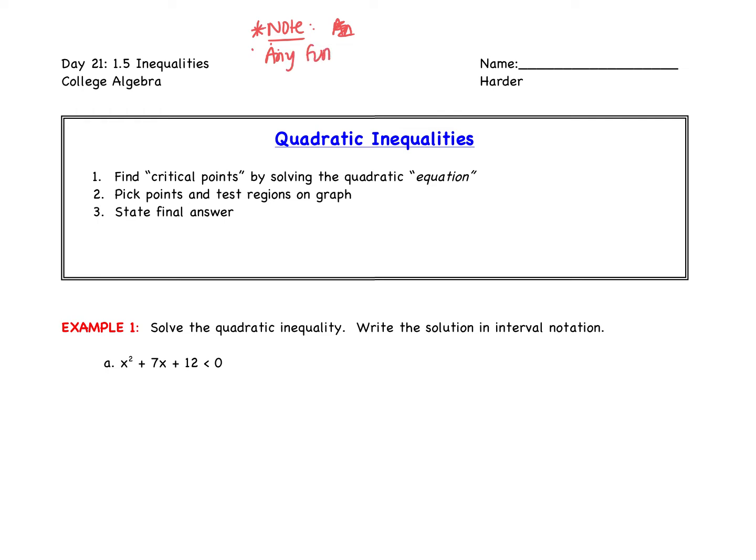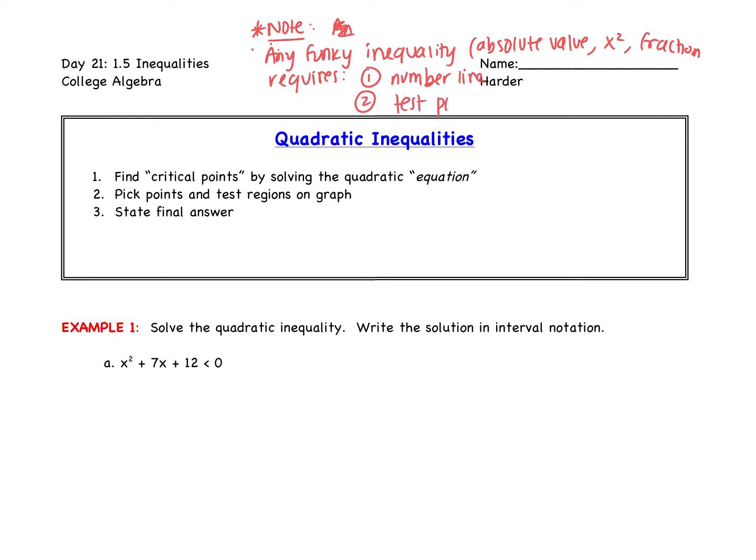Any funky inequality? And we talked about, when I say funky, I mean absolute value, x squared, or a fraction, requires, first, a number line, and second, test points.